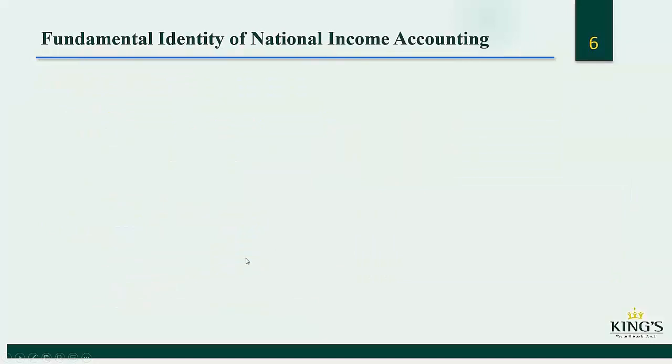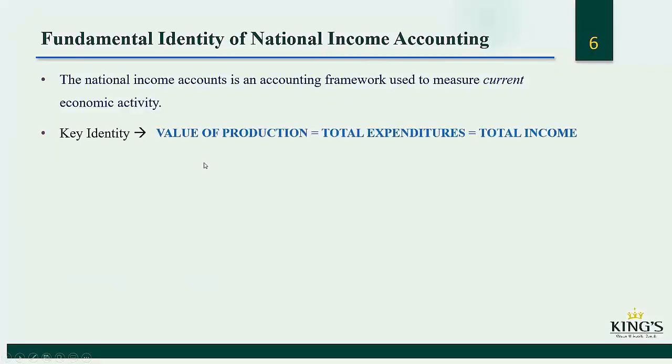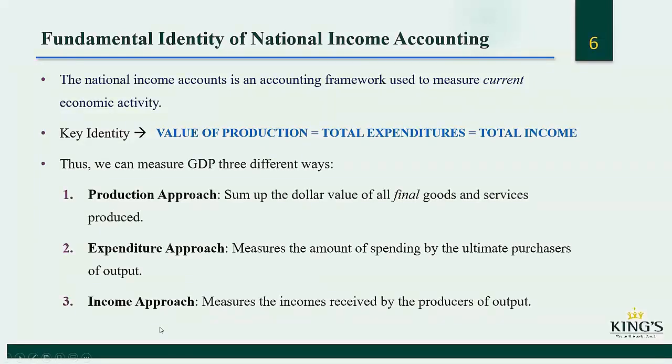Now let's talk about the fundamental identity of national income accounting. Okay, so this is an accounting framework that's used to measure current economic activity. So we're going to talk about this identity here, and we're going to spend a little bit of time on this just to drive home the point. So in an economy, the value of production is equal to total expenditures, and that is also equal to total income. And the value of production is obviously equal to gross domestic product. So this is the fundamental identity, and it'll be useful because of this identity. We have different ways of estimating what gross domestic product is in the country.